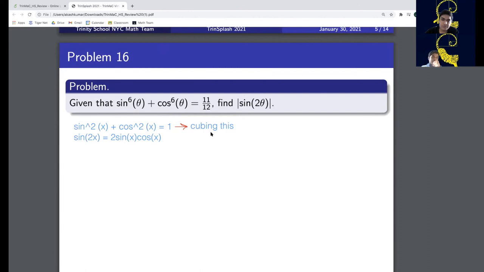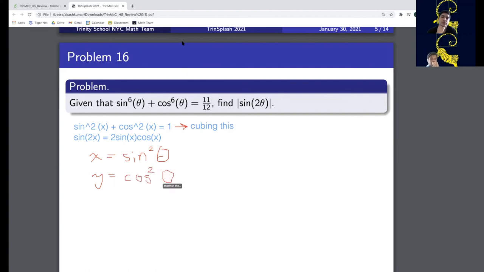Upon looking at this, just for the sake of simplification, I'm going to let x equal sine of theta squared, and I'm going to let y be cosine of theta squared.